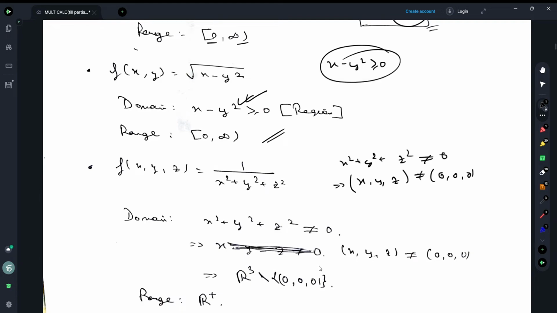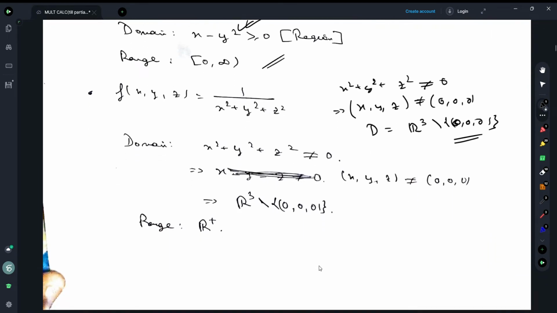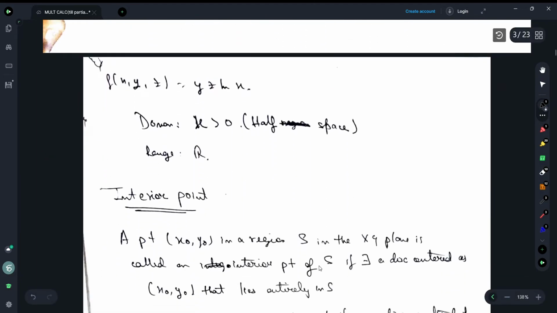So we can take the domain of the function to be the Cartesian product of r 3 times, that is r cube, except the element 0 comma 0 comma 0. Clear? So this is what we have as a domain and range in multivariable functions. You can check on your own some further problems.